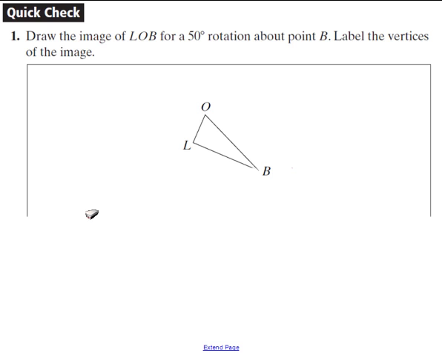So looking at the quick check, they want us to draw the image of LOB after a 50 degree rotation. So if we look, it's going to look something like this. Again, if you're rotating around point B, B will not change. But L is going to move 50 degrees counterclockwise, and O is going to move 50 degrees counterclockwise. So it's going to look something like that. Again, not something that you're really going to need to do, but you will need to realize that this whole image is going to swivel in this direction around this point B.